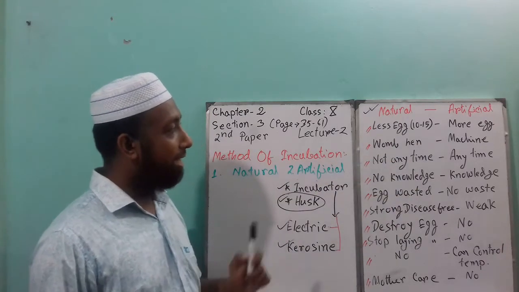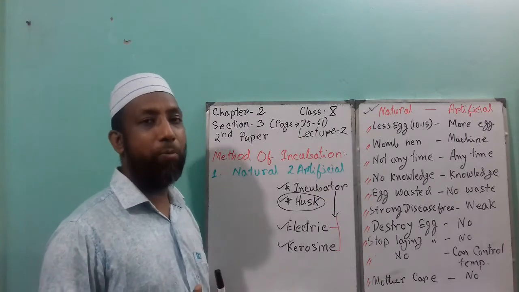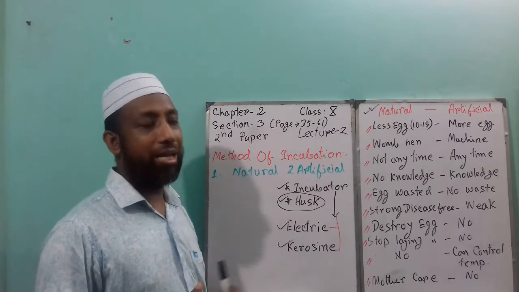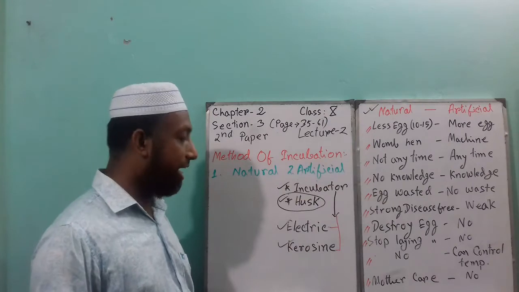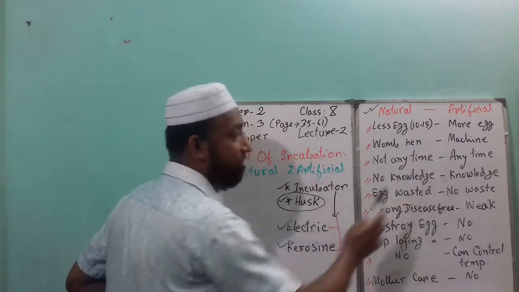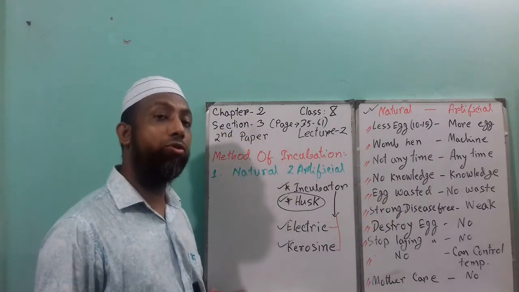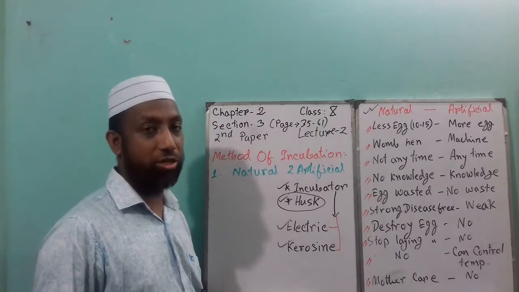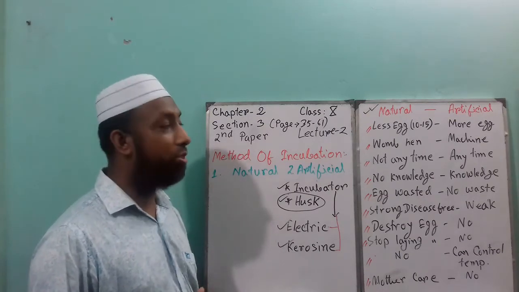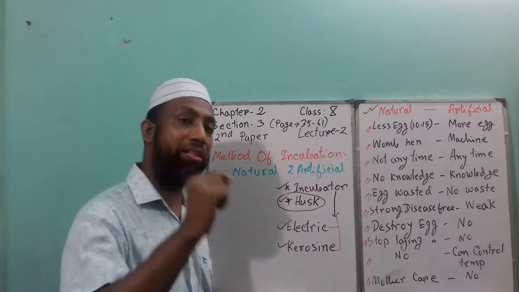The next point: you don't need any type of knowledge in the natural method. But in the artificial method, you need basic knowledge, and a skilled person must do this process, because you have to operate the machine.